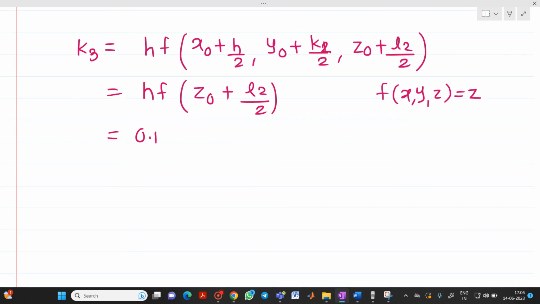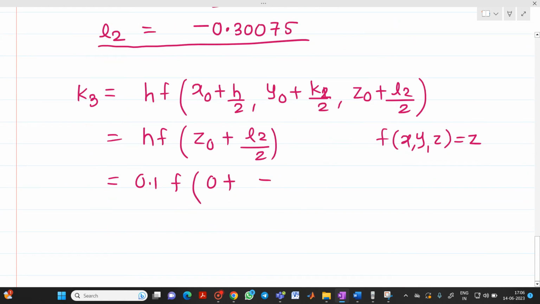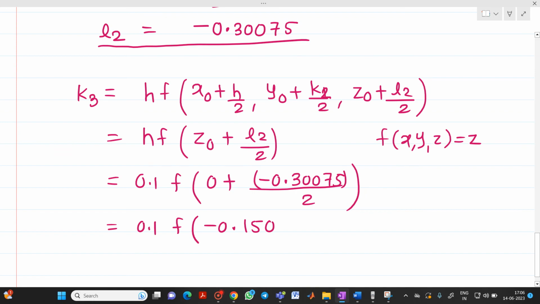So this is equal to 0.1 f of z0, which is 0, plus what is the value of L2? It will be minus 0.30075 divided by 2. So do it. What you will get? You will get the answer as 0.1 into f of minus 0.150375, which is equal to 0.1 into z.